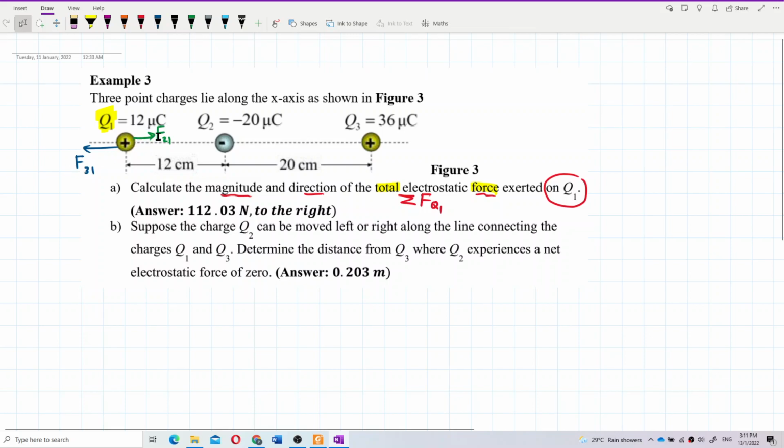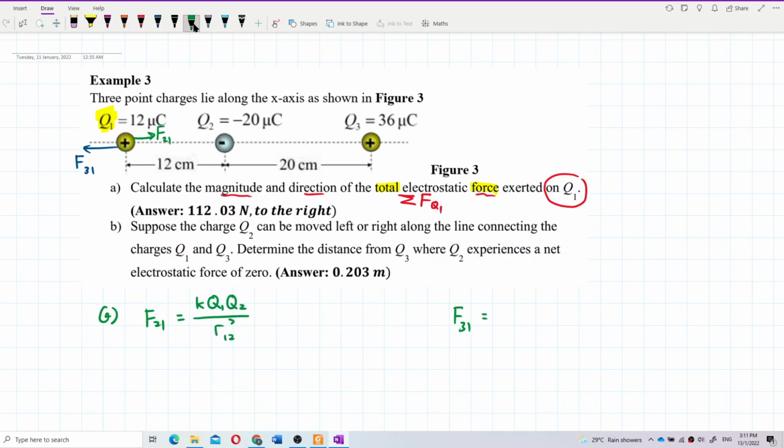Before we find the resultant, we need to find each individual force. We need to calculate their values. So let us start. We need to find F21 and also F31. Let's start with F21. F21 is kQ1Q2 over r12 squared. The equation is the same as before.